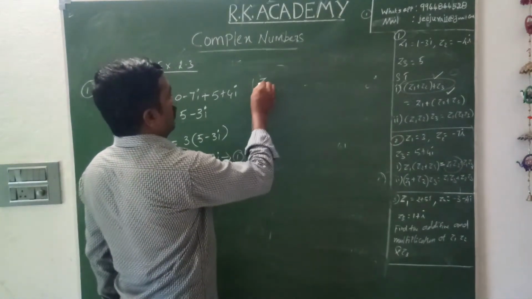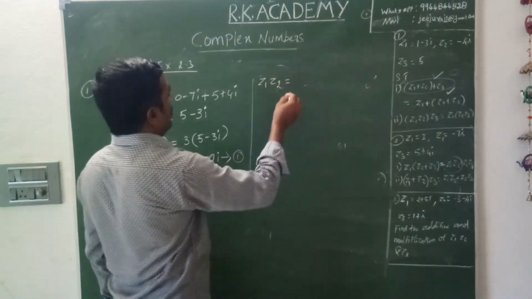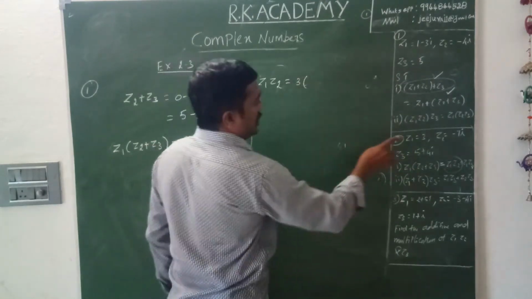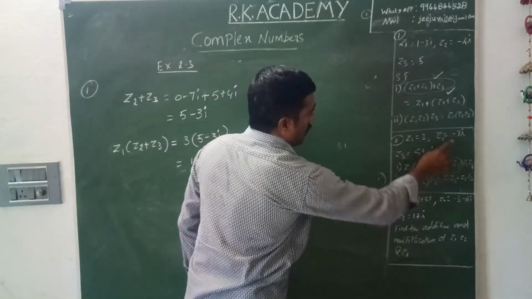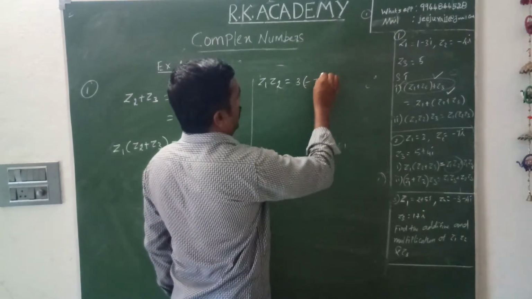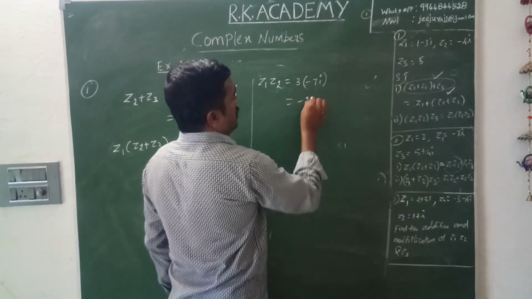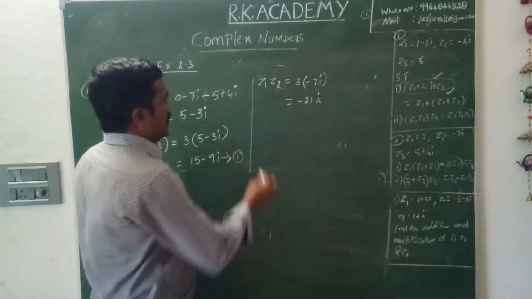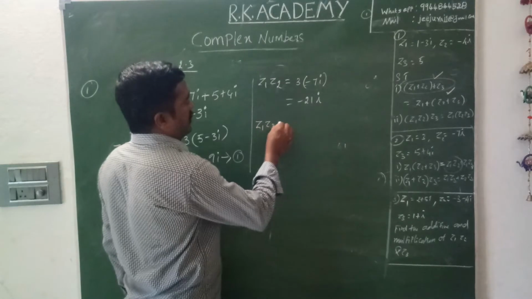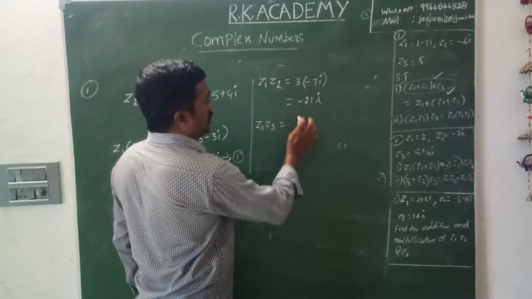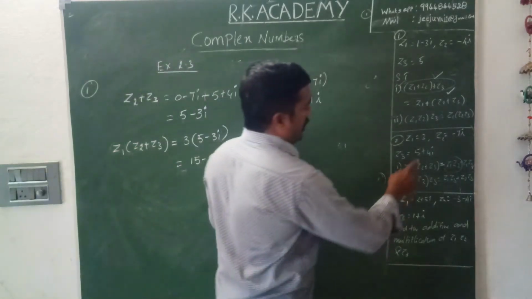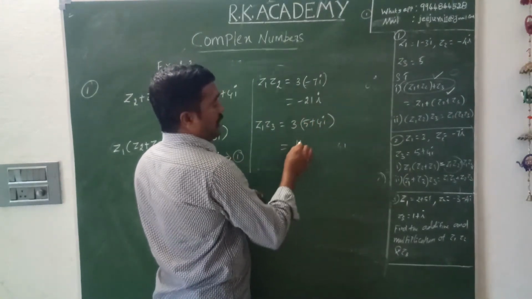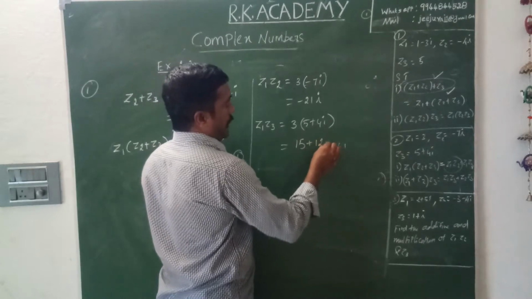Z1 into Z2. What is Z1? Z1 is 3, into Z2, minus 7i. What will happen? Minus 21i, as usual product. Again, Z1 and Z3. What is Z1? 3 into Z3, 5 plus 4i. So now it's 15 plus 12i.